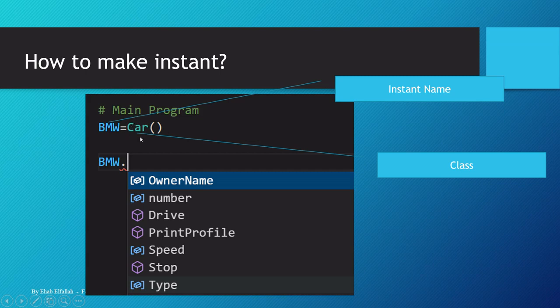to define. After we write the variable name with a dot, we will have the attributes and methods that we define inside the class. So here we have, for example, this is one attribute, second attribute, third attribute, and this is the fourth. And we have three methods: drive, print profile, and stop. So we can access all these attributes and methods by using the dot sign.